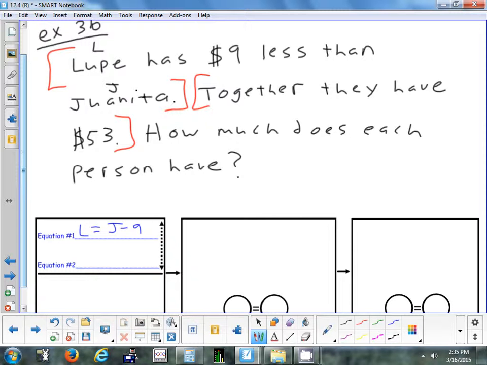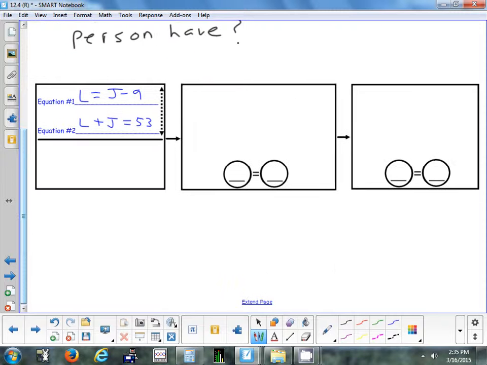Yep, what'd you get for that one? I did L plus J equals 53. Good. Now if you look at that second equation, are the L and the J in the right spot? Yeah. L and J are already on the left-hand side. How about the top equation? Nope. So we're going to fix it.